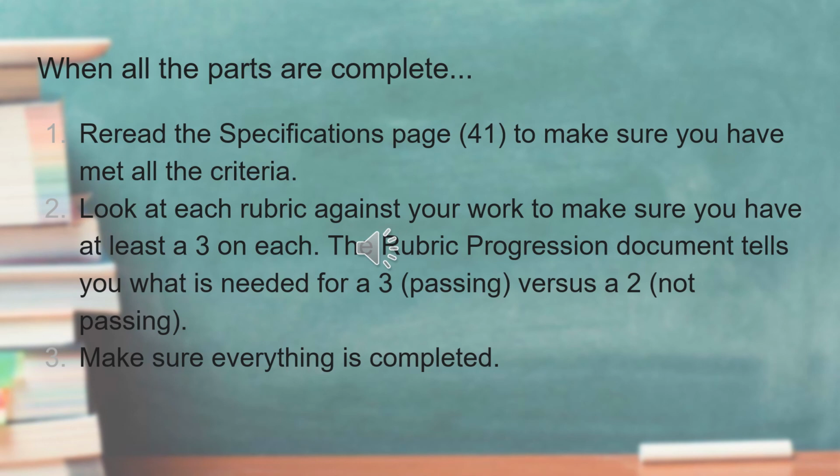You also want to look at each rubric against your work and make sure that you have at least a 3 on each. So to do this, you want to look at the rubric progression document because it tells you what exactly they're looking for in a level 3, which is the passing score for that rubric, versus a level 2, which is not passing. So you want to make sure that you look at those rubric progressions and really make sure you think that your portfolio is hitting those 3s, 4s, or 5s.